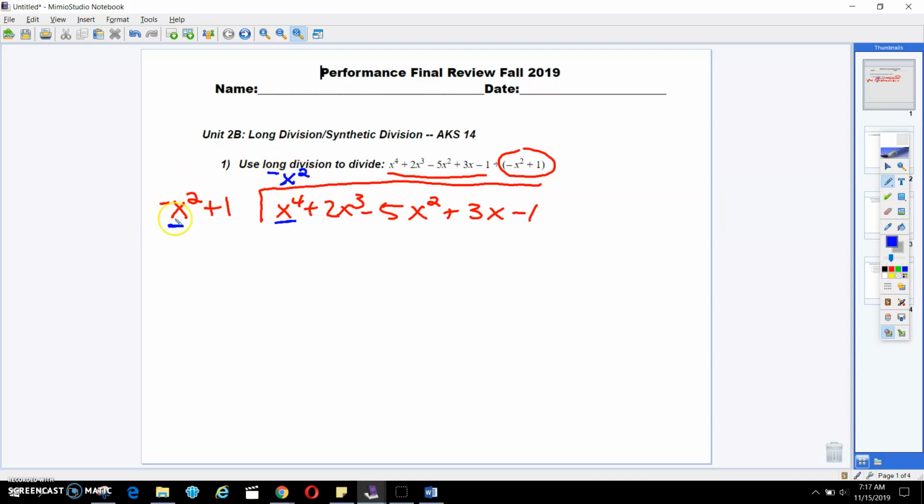But now you're going to multiply that term that you just got by everything on the outside. So negative x squared times negative x squared is going to give me x to the fourth. Negative x squared times negative 1 is going to give me negative x squared. And guys, when you write this out, you've got to make sure that your terms line up. So for instance, since this is negative x squared times 1, I would not put that below that x to the third, because otherwise it's going to mess me up when I subtract, right?